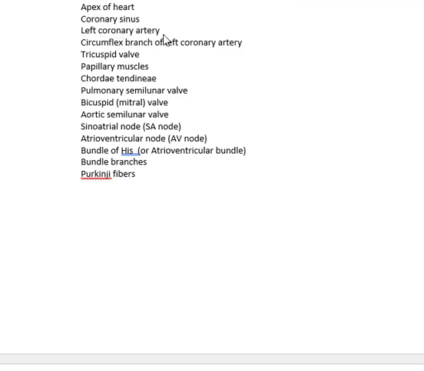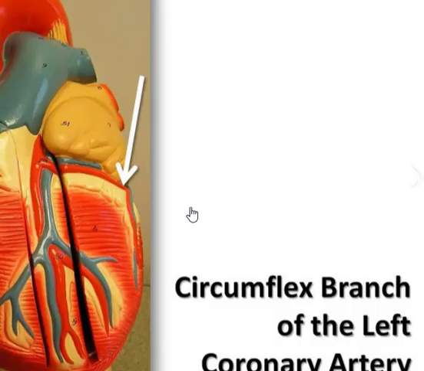Not only do you need to know the left coronary artery, but you need to know that it has a branch. The branch is often called the circumflex branch of that left coronary artery. And here you go on a model. So orient yourself, and there is the coronary artery and the circumflex branch.